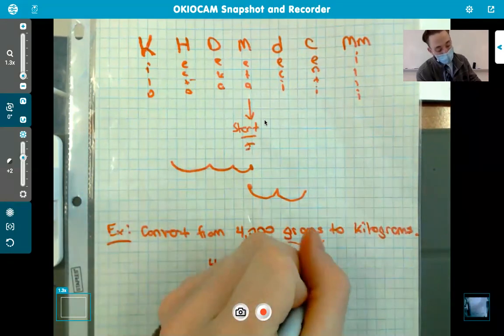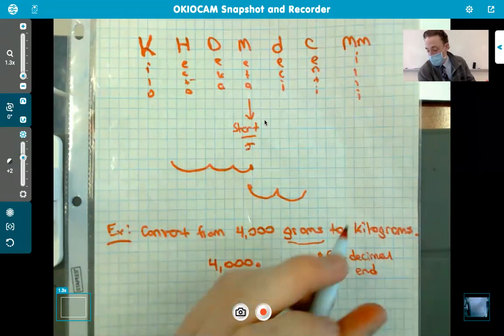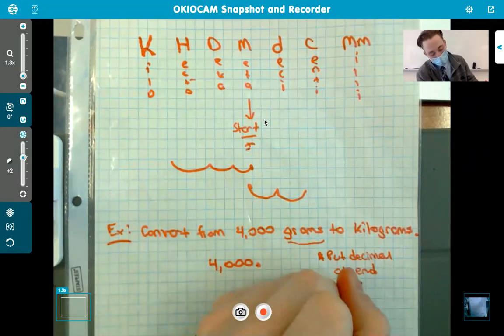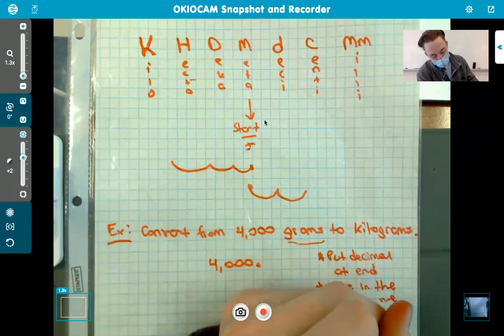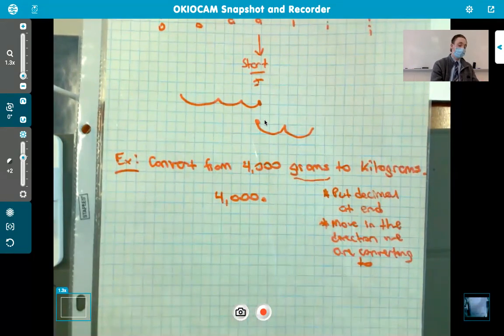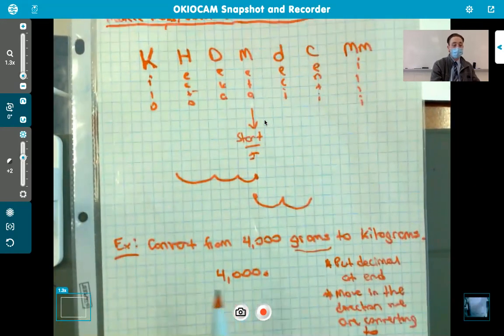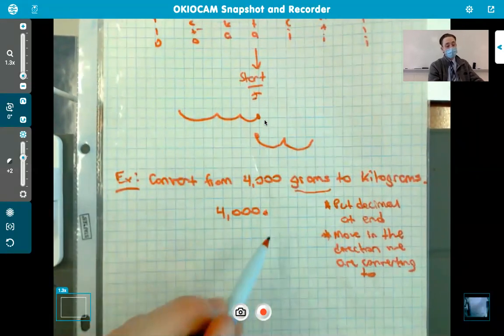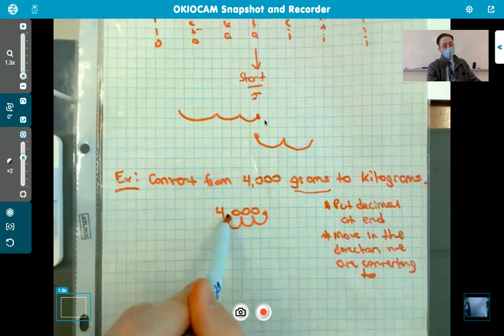All right. So the first thing we do is we put the decimal at the end. The second thing we do is move in the direction we are converting to. So if I start with 4,000 grams, I'm going to kilograms. Well, I know kilograms is 3 to the left. So I'm going to move my decimal point 1, 2, 3 spots to the left.